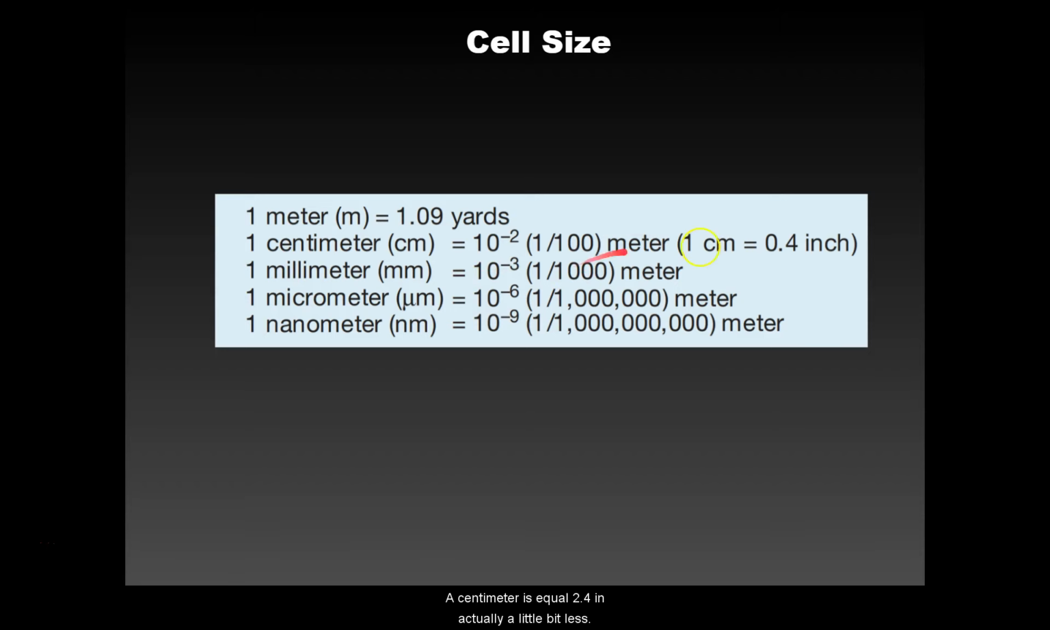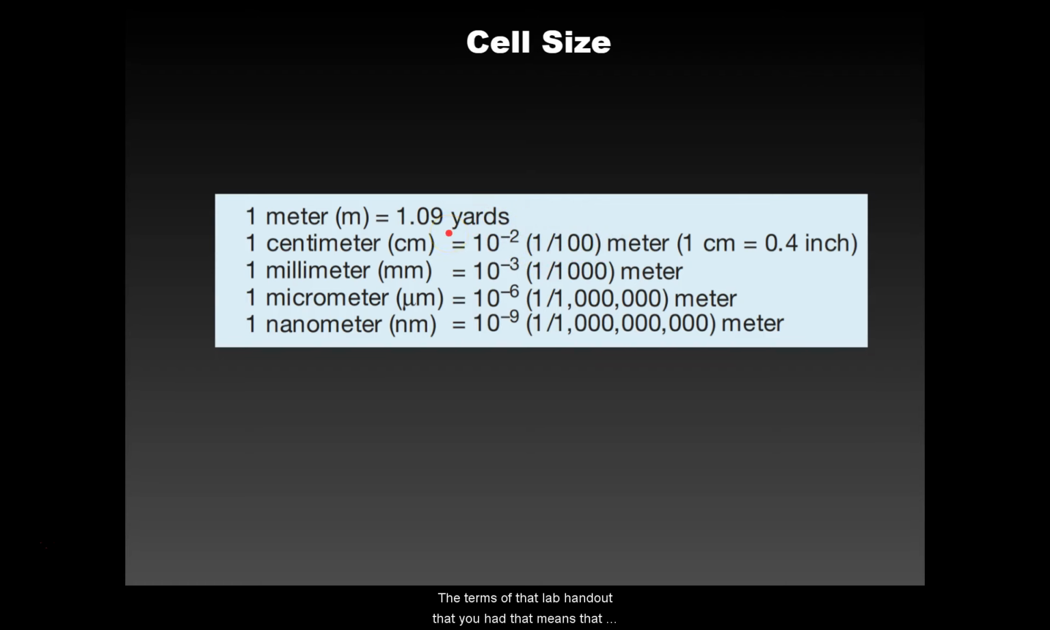So a centimeter is equal to 0.4 inches. That's actually a little bit less than 0.4 inches. There are 2.54 centimeters in 1 inch. So, a centimeter is 10 to the minus 2 meters, or 1/100th of a meter.